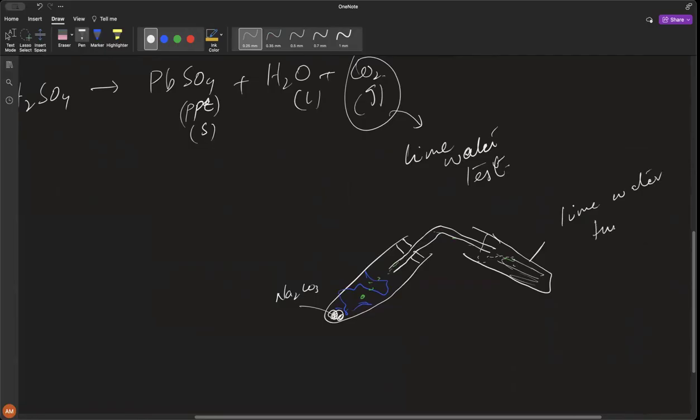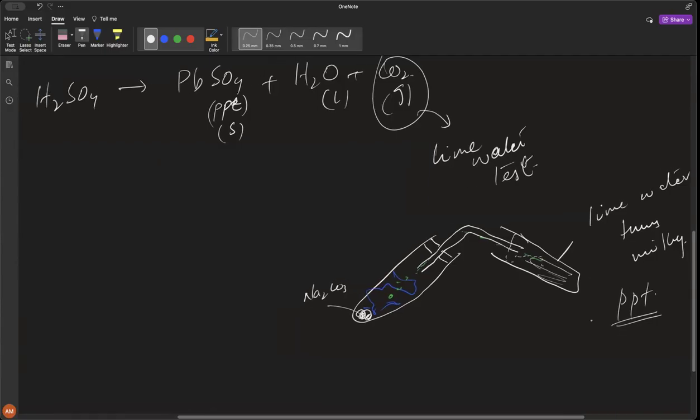The lime water turns milky, right, to give a positive result. And why is that? Because there is a precipitate that forms that makes it look milky and murky. All right. Is this clear?